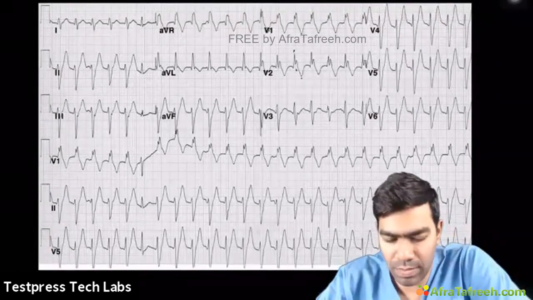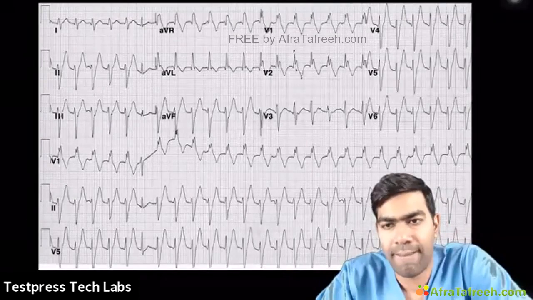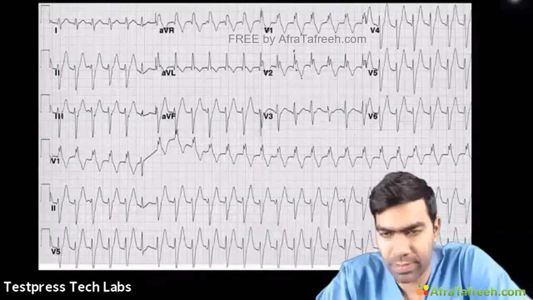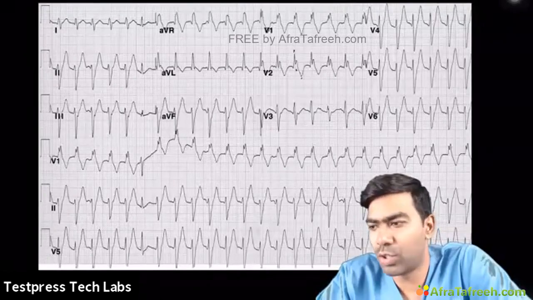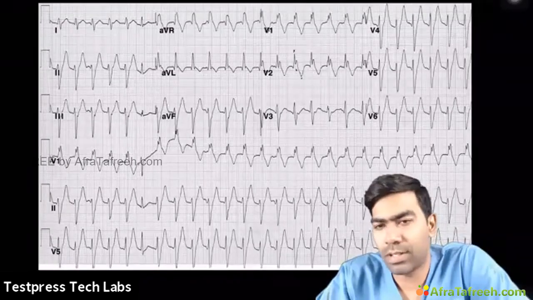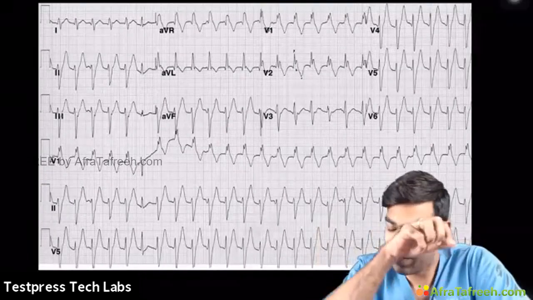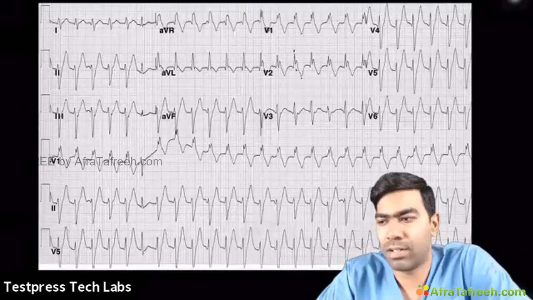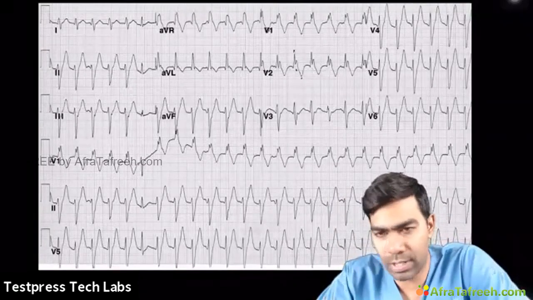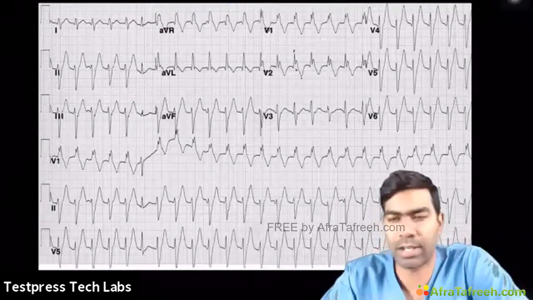For that you have to see leads 2, 3, and aVF. Is 2, 3, aVF negative or positive? 2, 3, aVF is negative. It is showing an LAFB pattern or an LPFB pattern? It's an LAFB pattern, which means it's a left anterior fascicular block-like pattern. So the conduction should be posterior, and this is a left posterior fascicular tachycardia, a ventricular tachycardia.